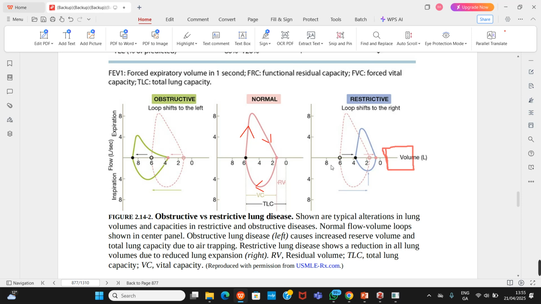But if this curve is kind of flat like this, it's not following this kind of pattern, it's just flat like this, that means that the problem is a fixed obstruction. Maybe somebody has tracheal stenosis or something. When the obstruction is fixed, that means there's going to be equal affectation of the expiratory phase and the inspiratory phase. So we should have that in mind. Once the curve is looking like a box like this, equal, just go and pick fixed obstruction.